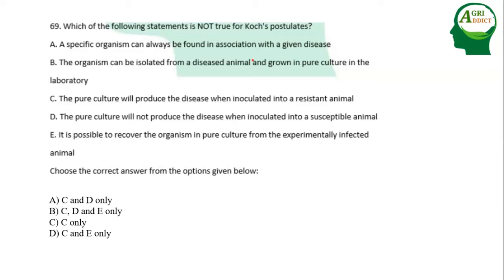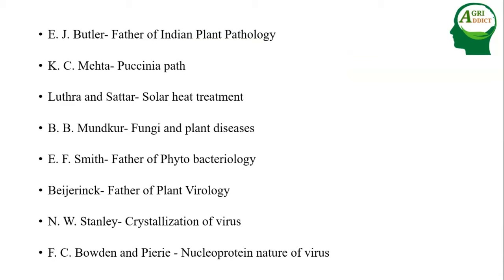Moving on, it was E.J. Butler who is called the father of Indian plant pathology. And K.C. Mehta gave the Puccinia path. Puccinia path means the unidirectional movement of uredospores from the Himalayan foothills to the Nilgiri and Palani hills. So this was given by K.C. Mehta. And we know about the internally seed-borne loose smut of wheat. Against this disease, the management, that is solar heat treatment, was given by Luthra and Sattar. Whereas the book Fungi and Plant Disease was given by Mundkur, whereas Fungi and Diseases in Plants was given by Butler. E.F. Smith is called the father of phytobacteriology.